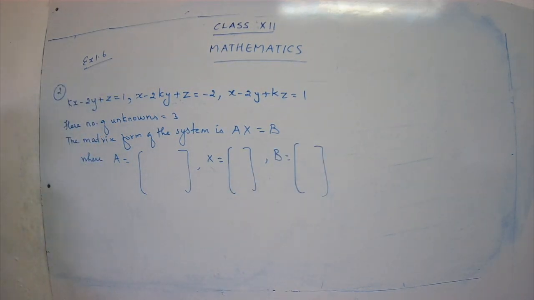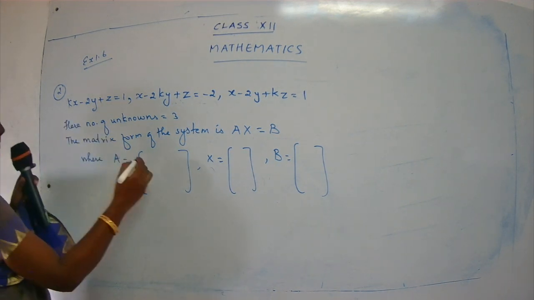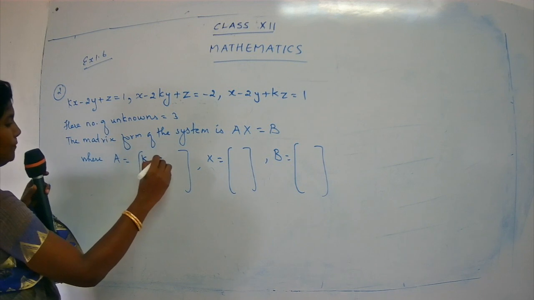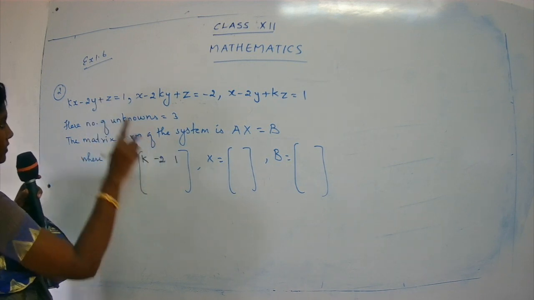Fill the matrix A, fill the matrix X, and also the matrix B. Do it. I hope you have taken down the value for A, X, and B. Okay, what is the value for A, children? Let's go on filling. Yes, first is k minus 2, 1.